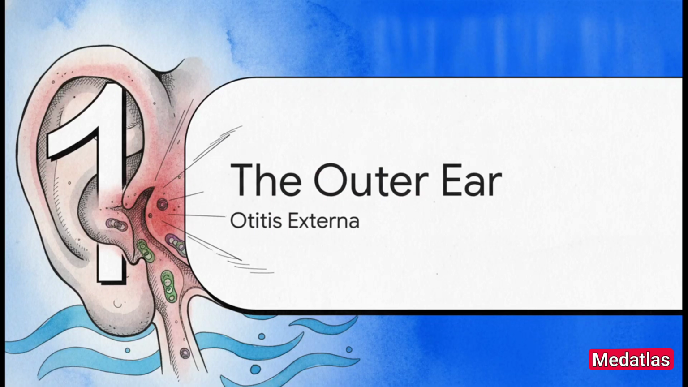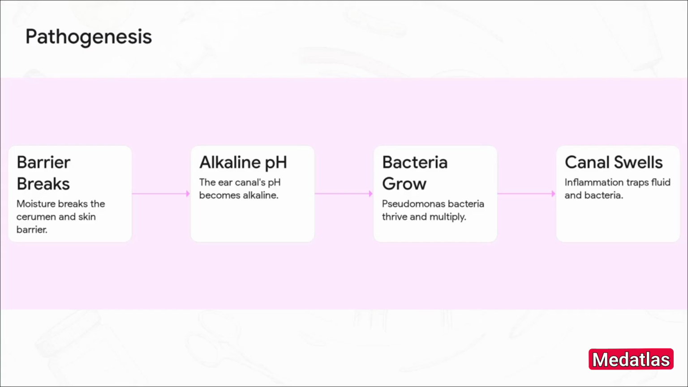Section 1. The outer ear, also known as otitis externa. We're starting our journey right at the external acoustic meatus, the outer ear canal, to look at a condition classically called swimmer's ear. And you've got to see the pathogen's playbook here, because it's fascinating. Your ear canal is lined with skin and a protective wax called cerumen. This wax barrier maintains an acidic pH that bacteria absolutely hate.